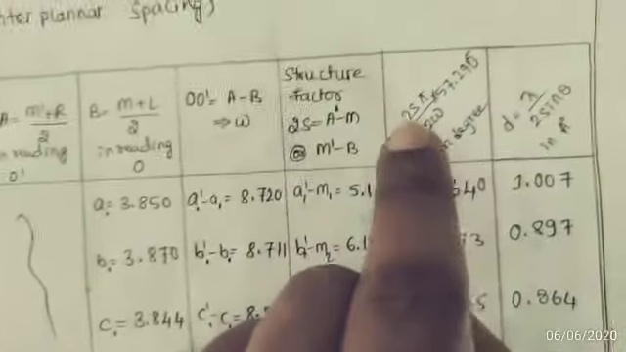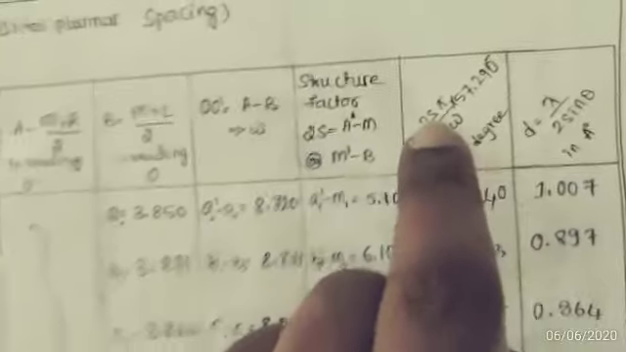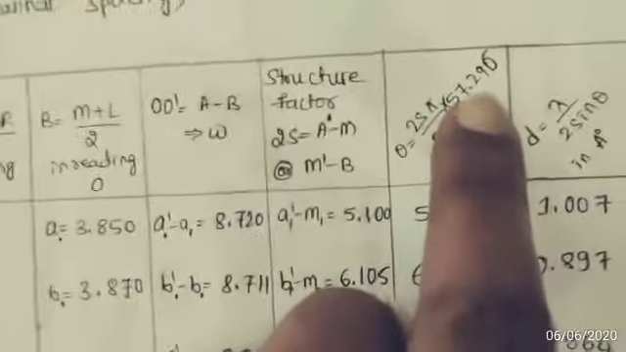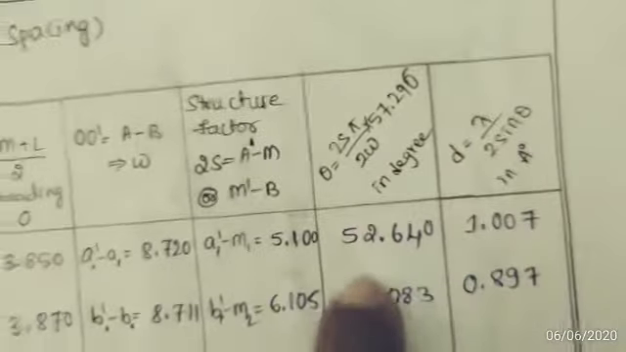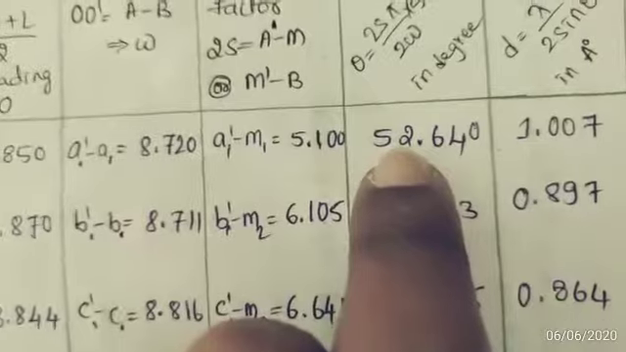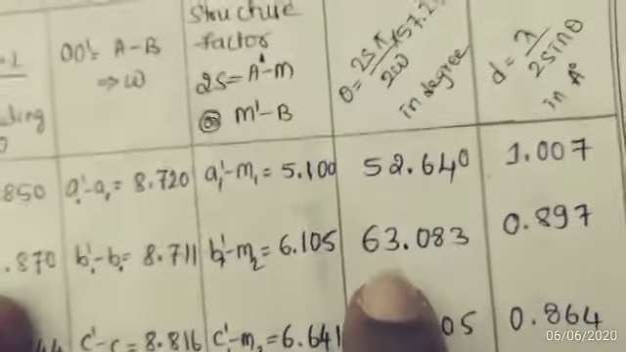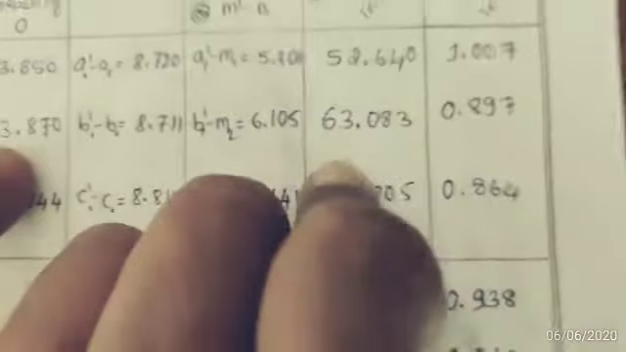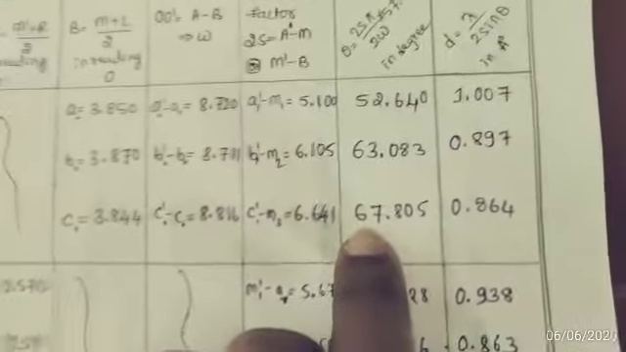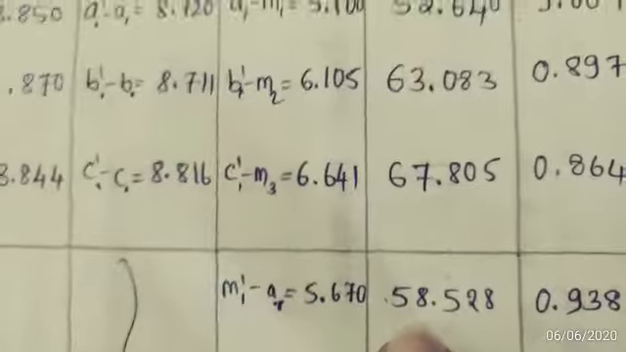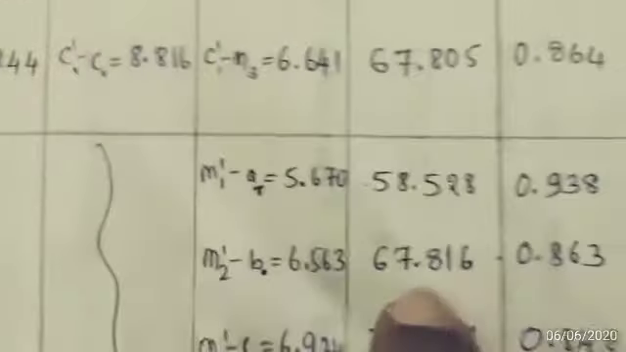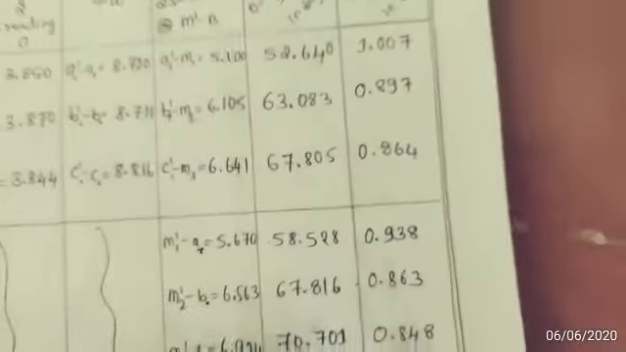Next, calculate theta. Theta is equal to 2S pi into 57.296 divided by 2W. First value I got, that is 52.64. Second value 63.083. 67.805 degree. Next, fourth one is 58.528 degrees, 57.816 degrees, 70.701 degrees.